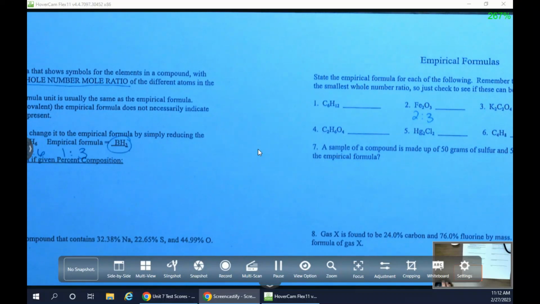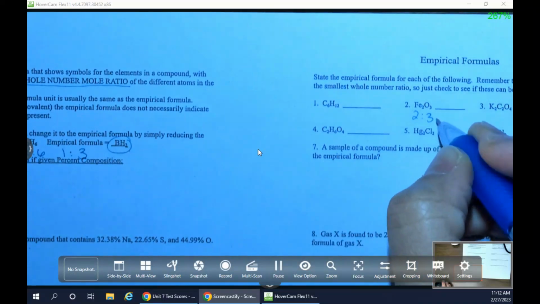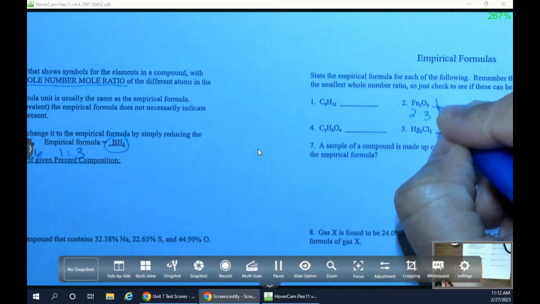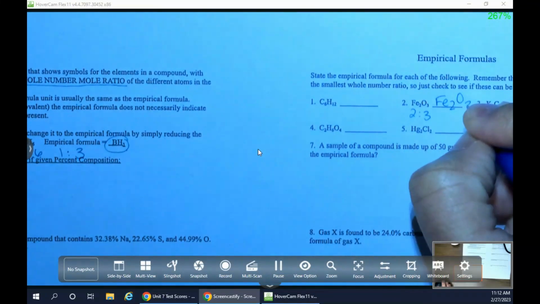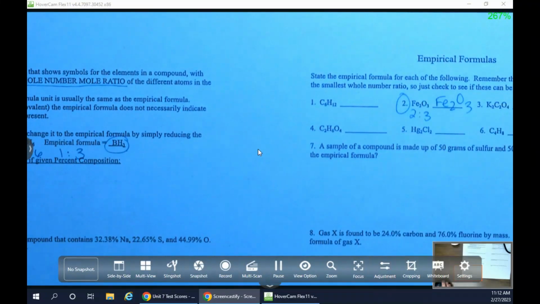It could be molecular. Actually, that was a trick question. Sorry. It can be molecular. Actually, it is. But it's also empirical because that can't be simplified anymore, right? It can't go down any further. It's a 2 to 3 ratio, so it stays what it is. This is your empirical and molecular formula, all right? So they can be both, and you'll see those couple of examples. All right.